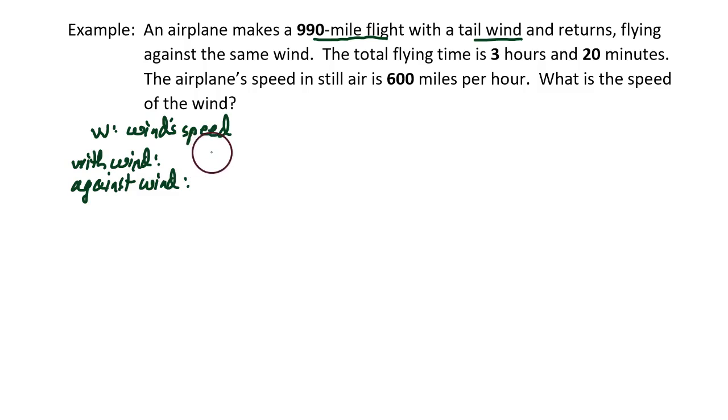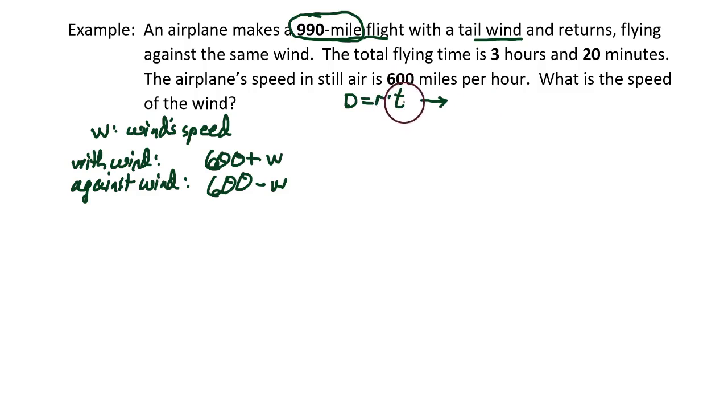When flying with the wind, the airplane's speed is 600 miles per hour plus the speed of the wind. When flying against the wind, the airplane's speed would be 600 miles per hour minus the speed of the wind. Another fact given to us in the problem is that the flight is 990 miles. That is a distance. When situations involve distances and speeds, often the formula distance equals rate times time becomes useful.